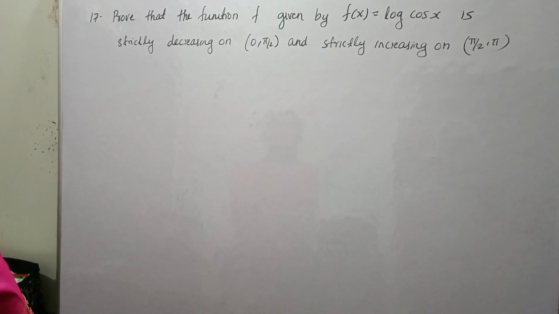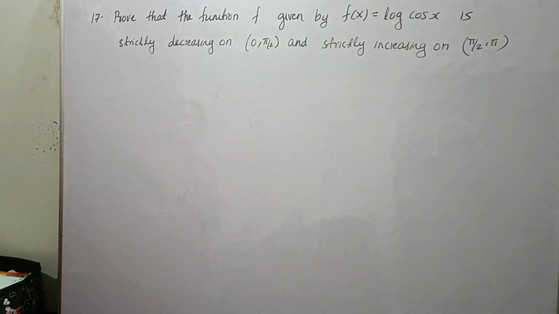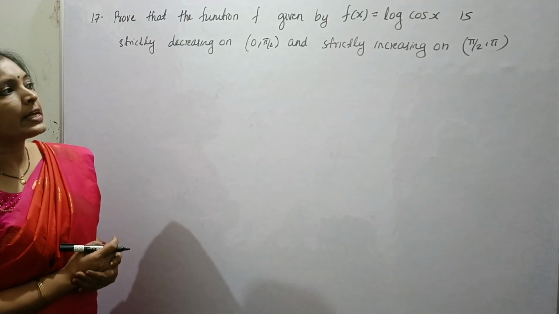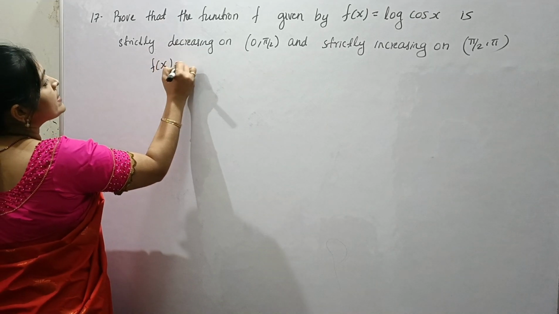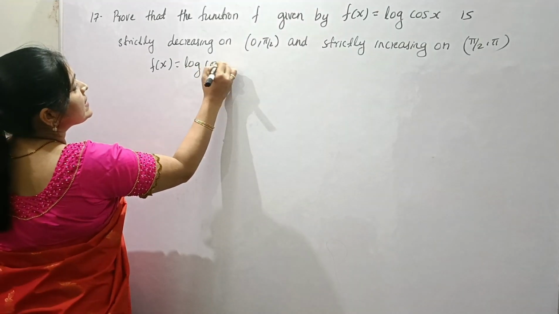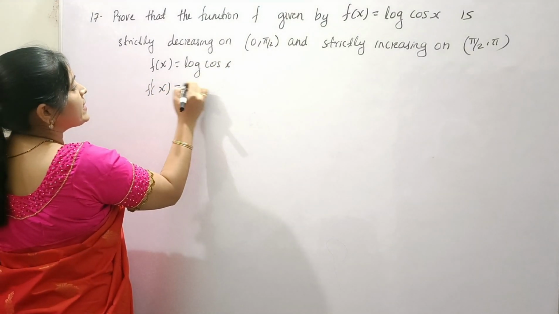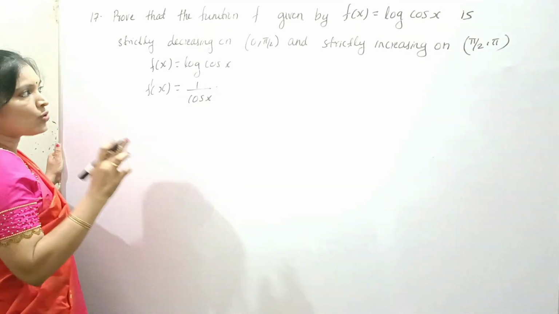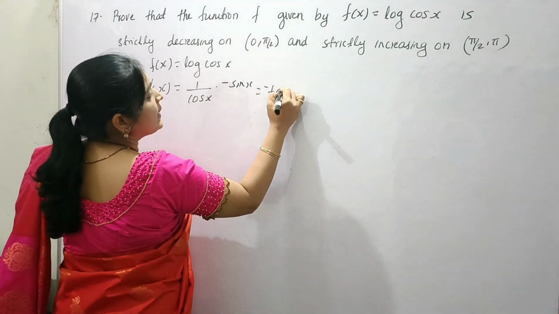Next, similar question. Prove that the function f given by f of x is equal to log cos x is strictly decreasing on 0 to pi by 2 and strictly increasing on pi by 2 to pi. So here, write f of x is equal to log cos x. F dash of x is the derivative of log cos x, which is 1 by cos x times the derivative of cos x, that is minus sin x. That is minus tan x.